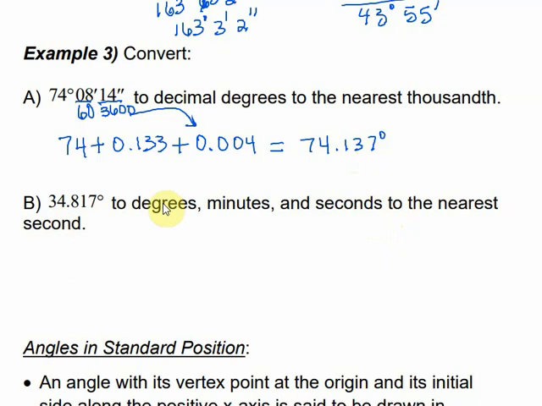Okay, so now we're going to go the other way. So to get from degrees, minutes, seconds to decimal degrees, we divided. To get from decimal degrees to degrees, minutes, seconds, we're going to multiply. So what we do is we take the decimal part of the degrees, and we multiply this times 60. Okay, so we have the 34 plus this 817 thousandths times 60.